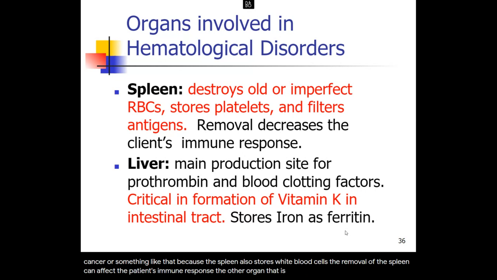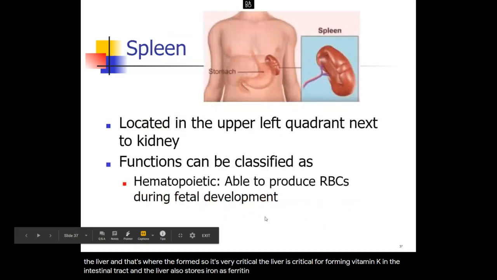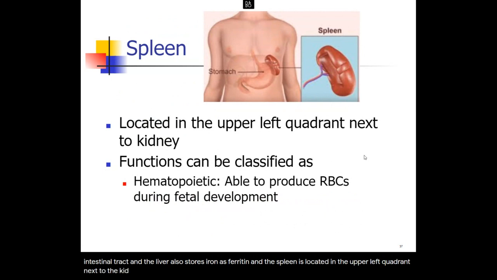The other organ that is involved in the hematological system is the liver, and that's where the prothrombin and blood clotting factors are formed. So it's very critical. The liver is critical for forming vitamin K in the intestinal tract, and the liver also stores iron as ferritin. The spleen is located in the upper left quadrant next to the kidneys, kind of around on the other side of the stomach. And the functions are hematopoietic. It's able to produce red blood cells during fetal development.